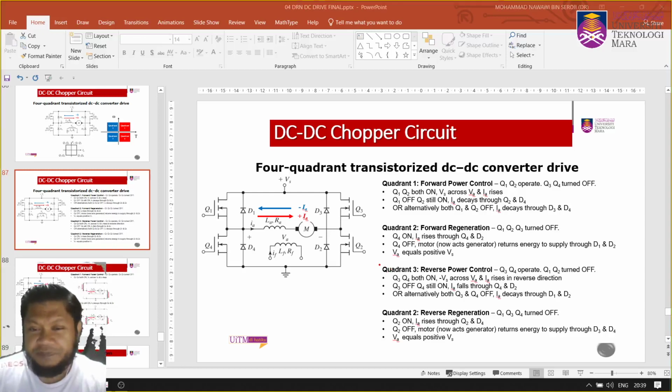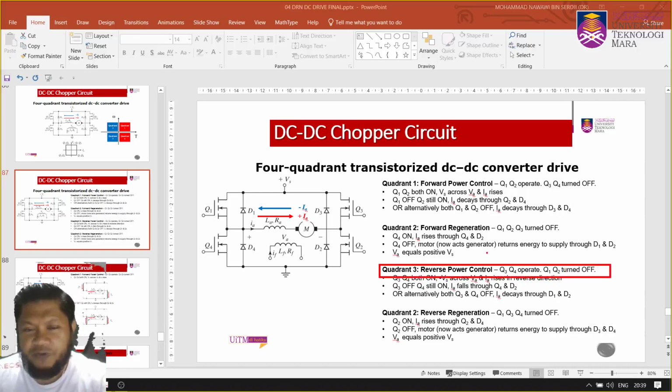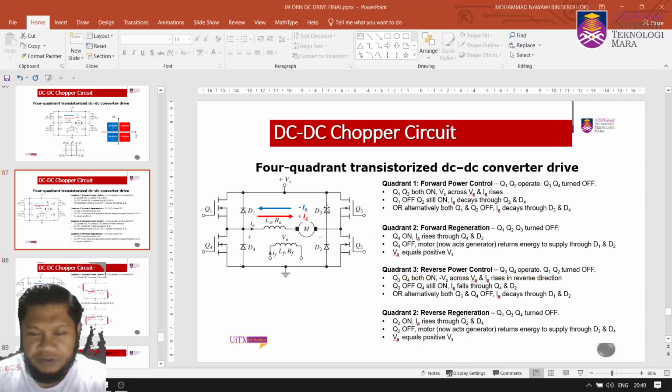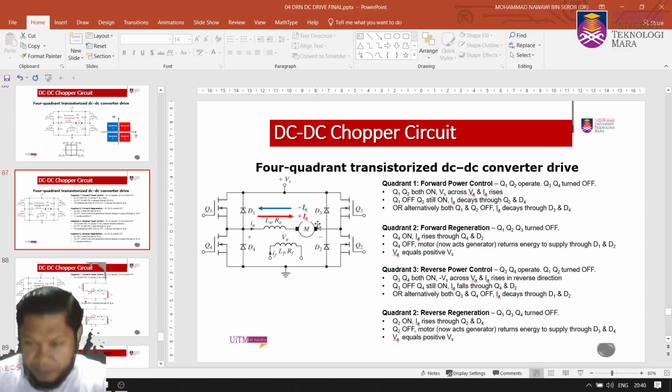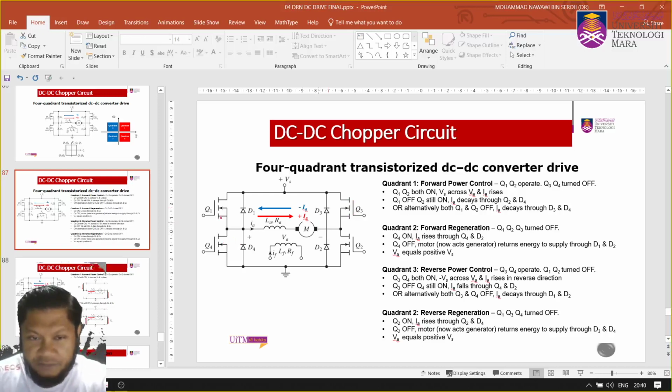So these are the two conditions for forward regeneration, and I hope you can still follow. In quadrant 3, you're going to have Q3, Q4 operate. So Q3 and Q4 operate, Q1 and Q2 completely off. So we start with Q3, Q4 on. So both are on, and this is reverse power control, quadrant 3.